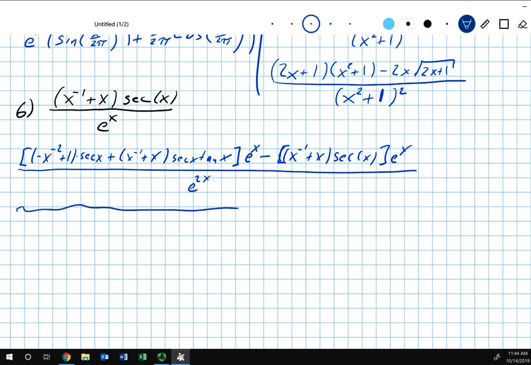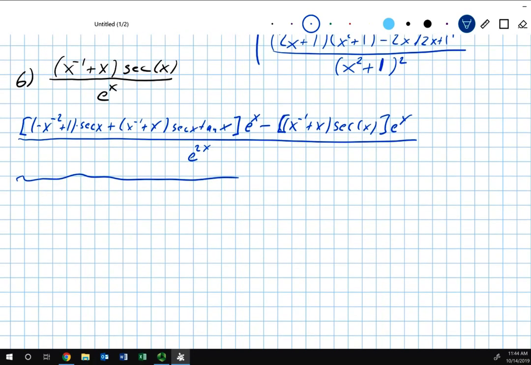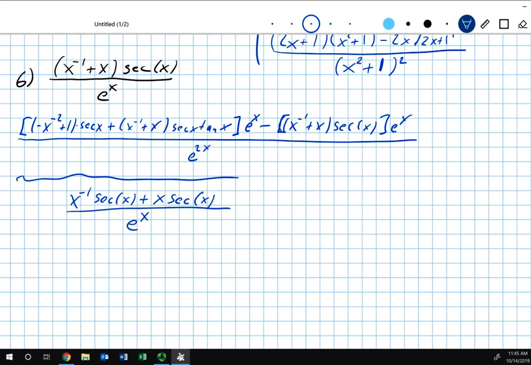But let's just show you there is another way of doing this, which is to first do algebra. And the algebra I might do first is just this. X to the -1 secant of x plus x secant of x all over e to the x. This may or may not feel easier to you. I feel like the derivative of the top is a little bit more straightforward if I rewrite it like this by multiplying it out. Oftentimes multiplying it out makes things easier.